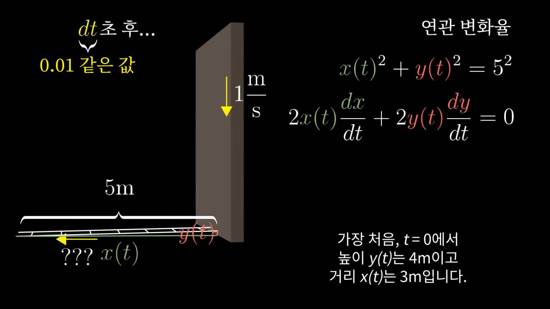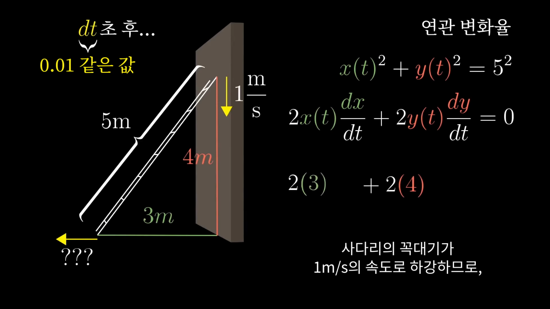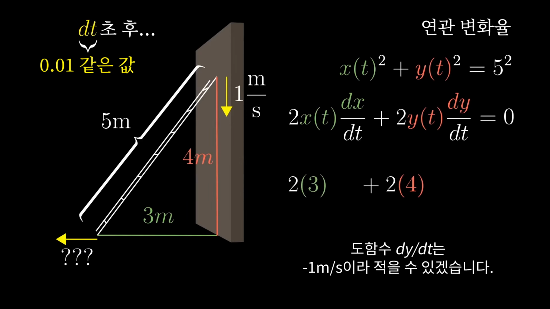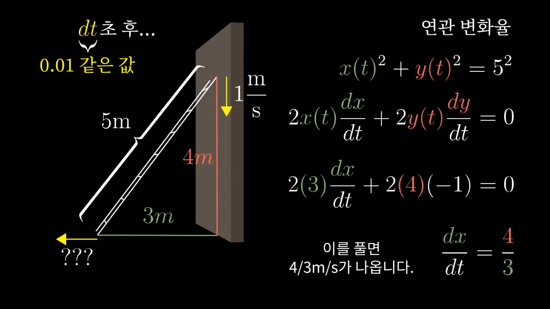At the very start, time t equals 0, the height y of t is 4 meters, and that distance x of t is 3 meters. And since the top of the ladder is dropping at a rate of 1 meter per second, that derivative dy dt is negative 1 meters per second. Now, this gives us enough information to isolate the derivative, dx dt. And when you work it out, it comes out to be 4/3 meters per second.